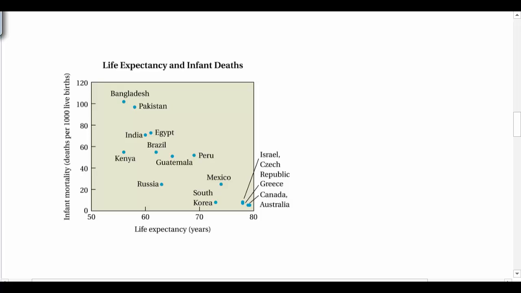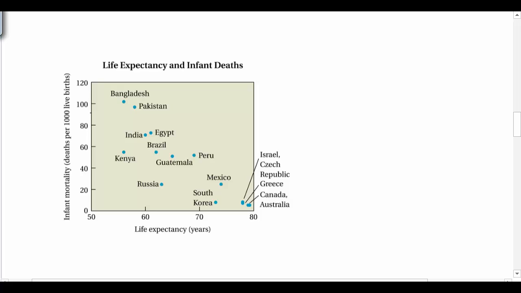On the y-axis, we're looking at infant mortality. So these are the number of babies that are born that die per thousand. Again, just picking a point here, Kenya looks like a person is expected to die at maybe about 57 years old, and they have about 50 deaths for every 1,000 live births. Bangladesh is another extreme like Kenya. In Bangladesh, people might live to about 57-ish, but for every 1,000 live births, there are 100 infant deaths.